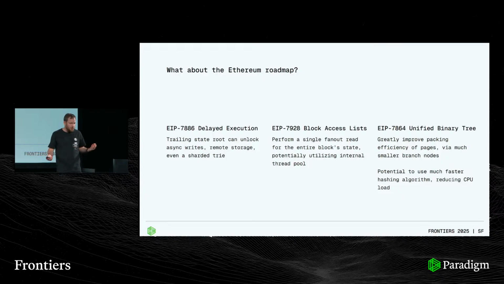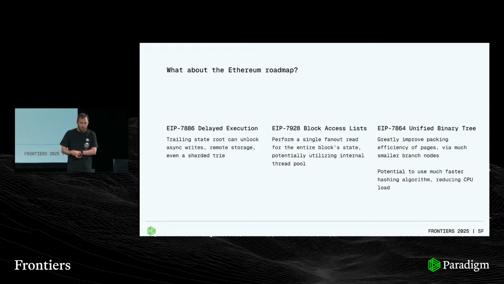And then block access lists, which might be coming in Amsterdam early next year, will add to blocks a list of all state that will be accessed. Because we have this tree structure again, we can perform very fast fan out batch reads with no redundancy. So you would be able to pipeline read all of your state in a very, very quick fashion.